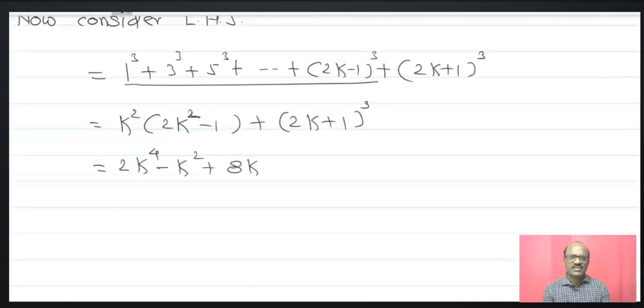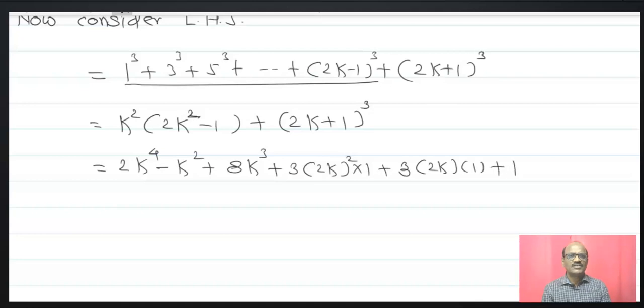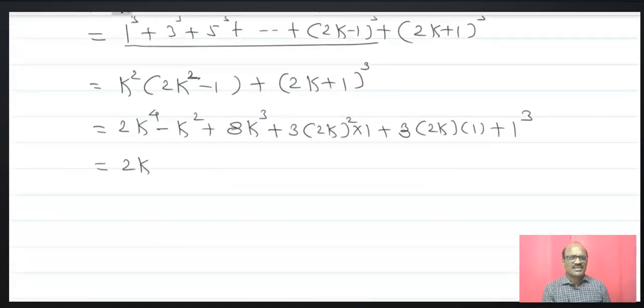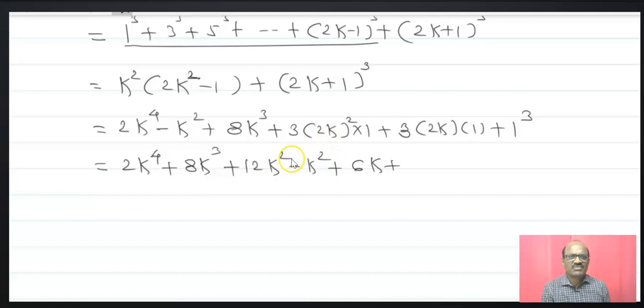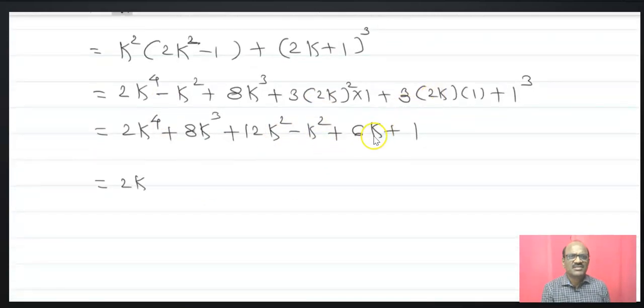If we evaluate this, that is 2k raised to 4 minus k square plus 8k cube plus 3 in bracket 2k square, that is k square into 1 plus, again the expansion of a plus b bracket cube, you can expand it. That is 2k raised to 4 plus 8 cube as it is. Now the next is here 12k square minus k square plus 6k plus 1. Simplify this, 2k raised to 4 plus 8k cube plus 11k square plus 6k plus 1.